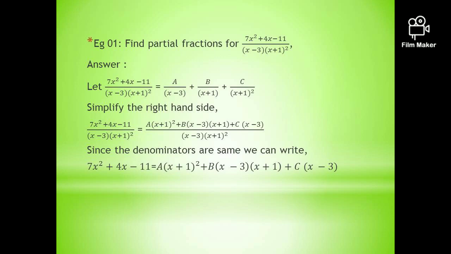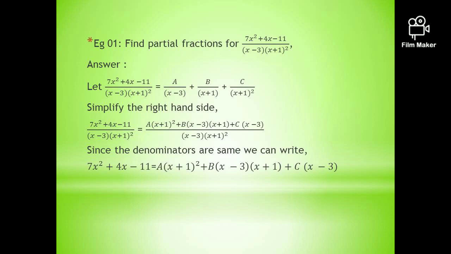How to find it? Just cover that denominator from this denominator. If you cover x - 3 from (x - 3)(x + 1) squared, the remaining term is (x + 1) squared. Therefore, a is multiplied with (x + 1) squared. Then b, cover x + 1 from this denominator. If you cover one (x + 1), the remaining is x - 3 and another x + 1. Therefore, b should multiply with (x - 3)(x + 1). Now the last term, the denominator is (x + 1) squared. So if you cover (x + 1) squared from this denominator, the remaining is x - 3. Therefore, multiply c with x - 3.